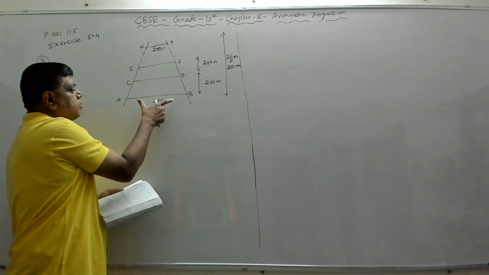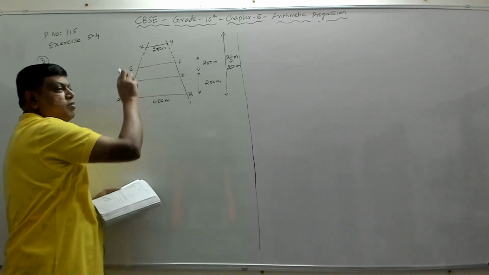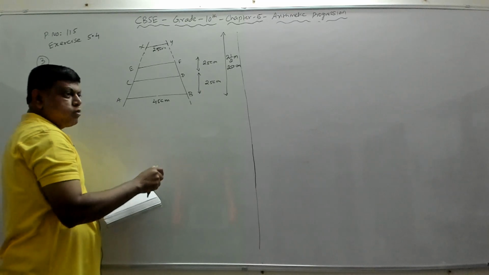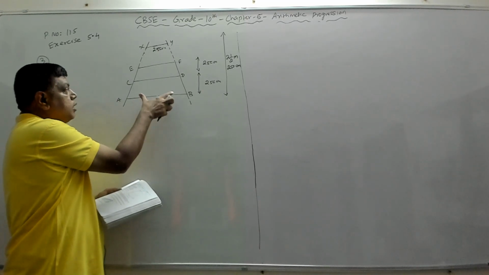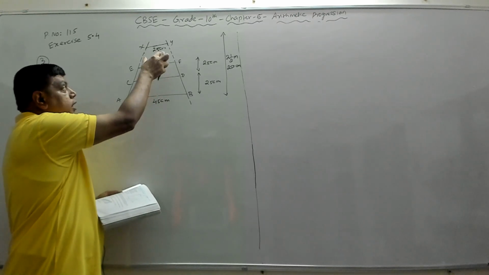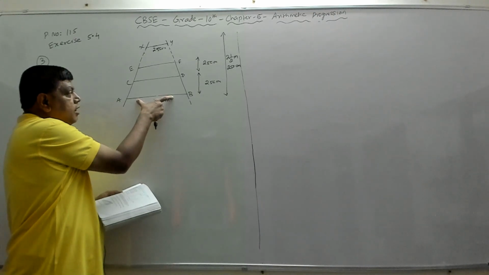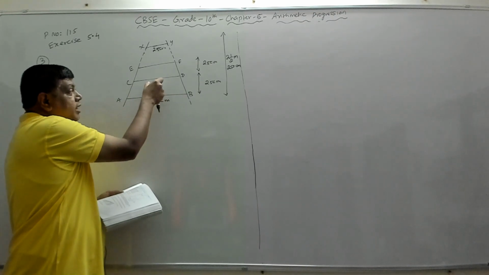So we have to add this length plus this length plus this length, dot dot dot, till 25. So we have to add this length, which is 45 we know, plus CD that we don't know, plus EF that also we don't know. Like that, the topmost is 25 centimeters. But the other information is that the lengths of the rungs decrease uniformly.